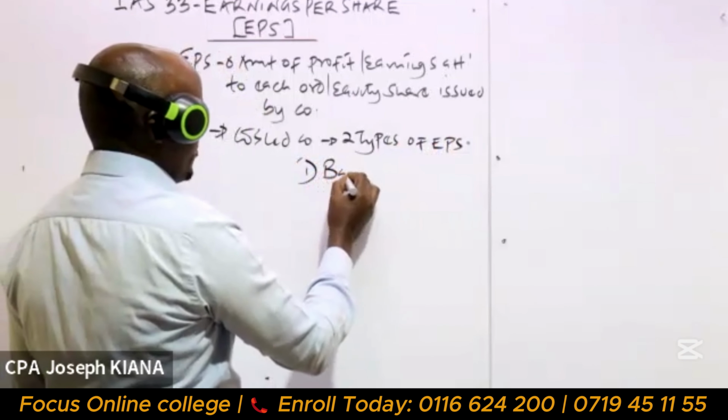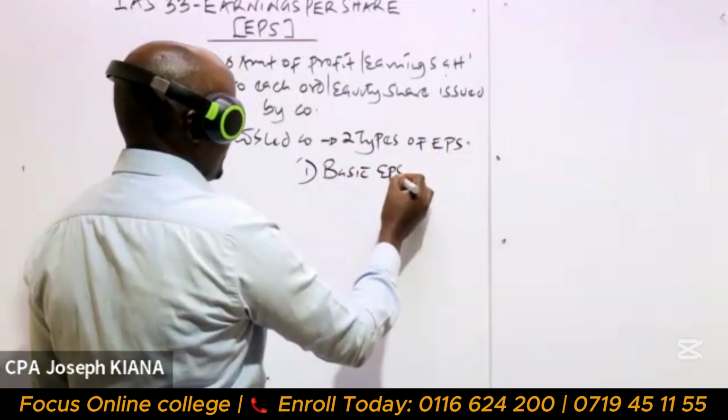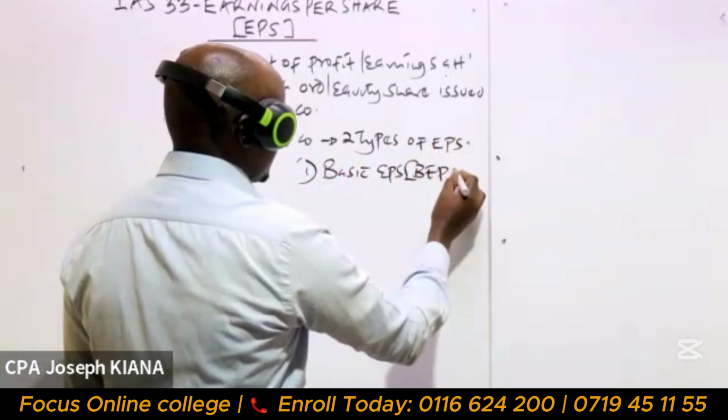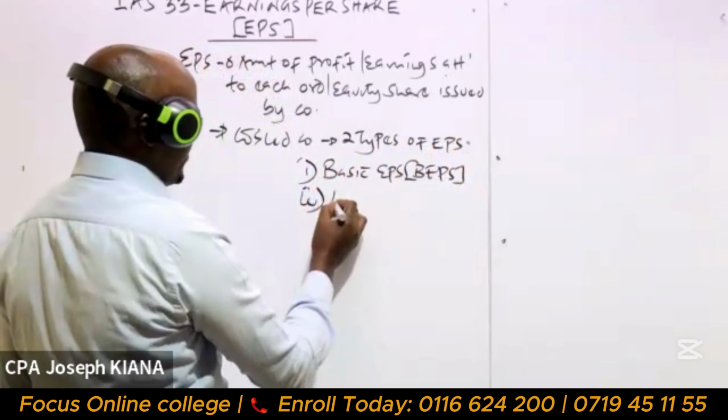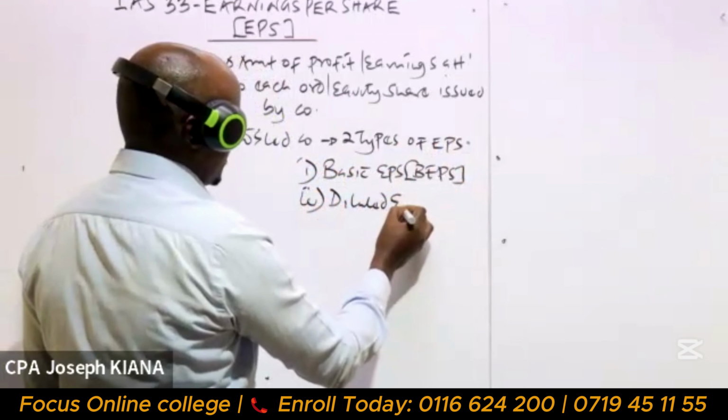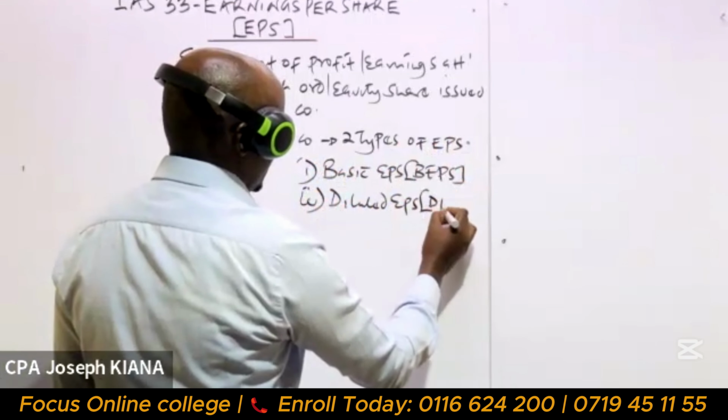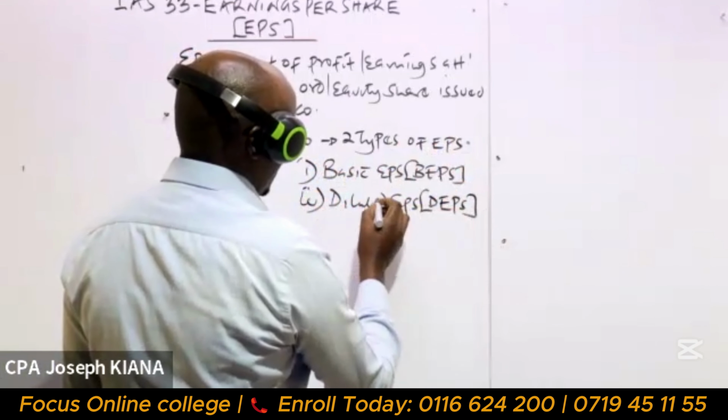Number one, we have the basic earnings per share, abbreviated as BEPS. And number two, we have the diluted earnings per share, abbreviated as DEPS.